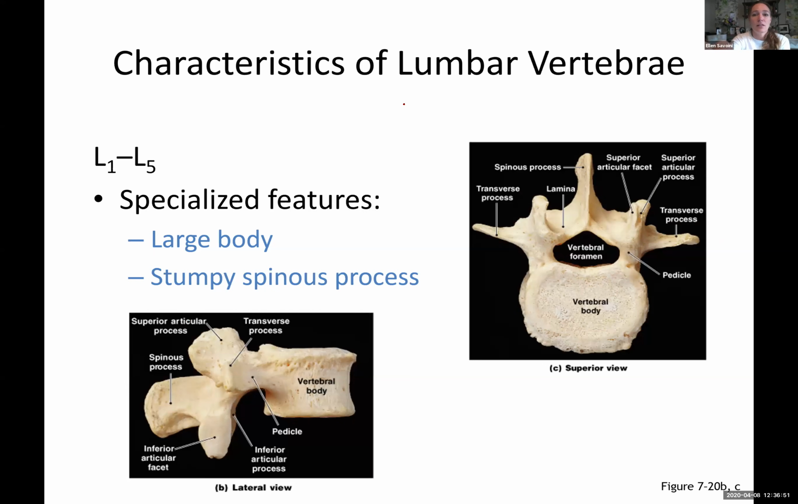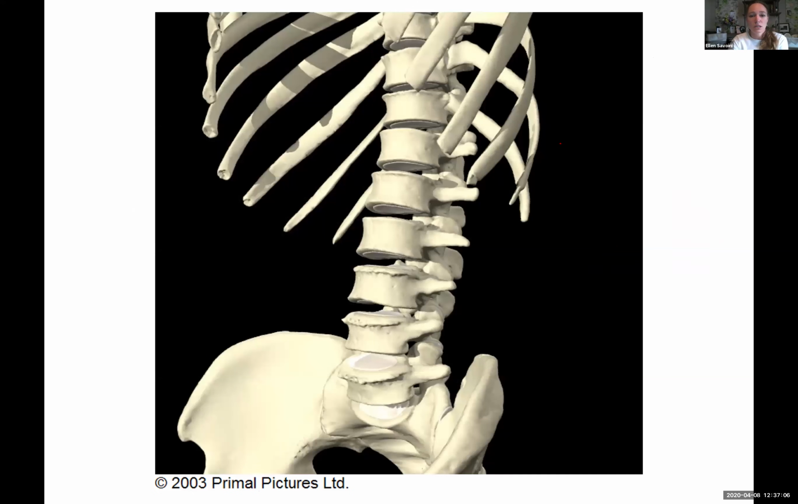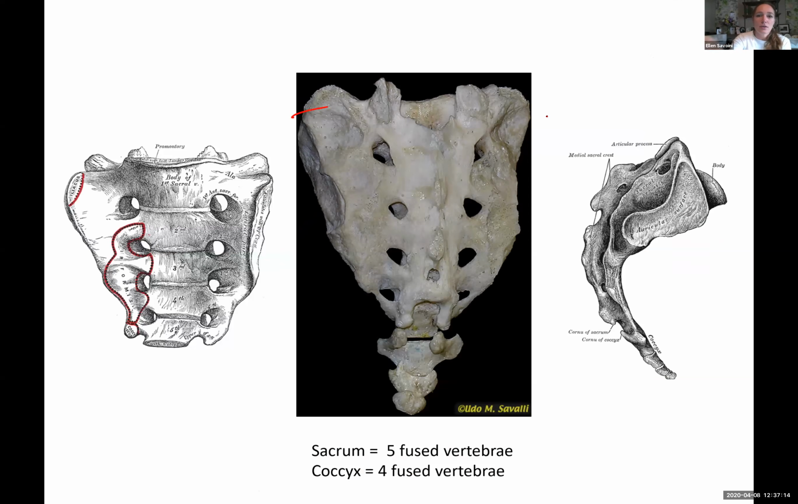The last thing, the lumbar. The only thing that's important is it has a big, large body, and these are all stumpy, so they're pretty easy to see that way. This is what it looks like here. You still have the basic features. This is what it looks like stacked up. We have our thoracics attached to ribs and our lumbars below that. We go down to the sacrum. The sacrum looks like just a shovel. I have a sacrum in here.